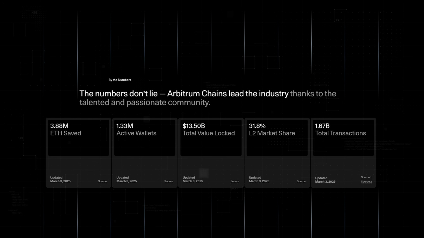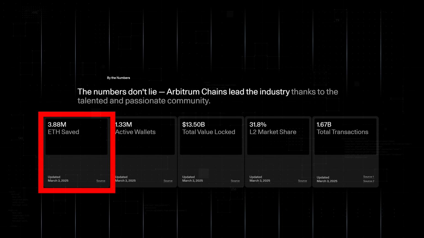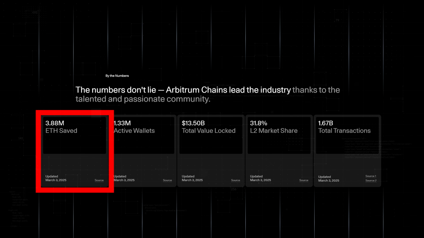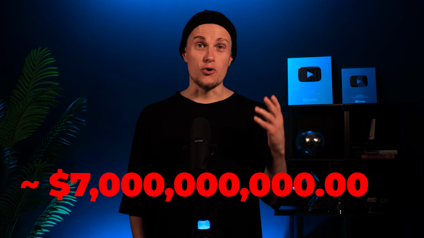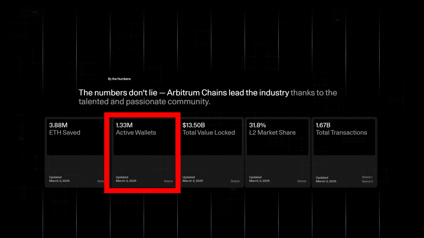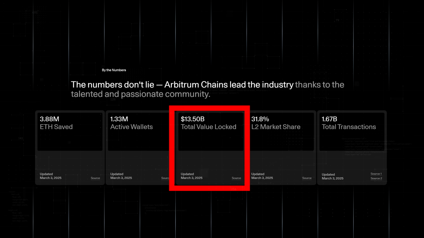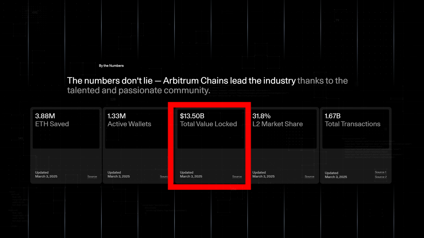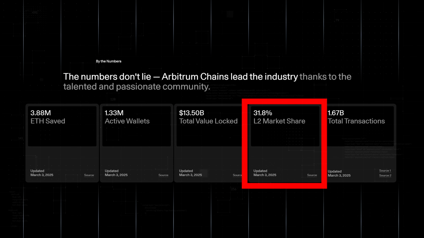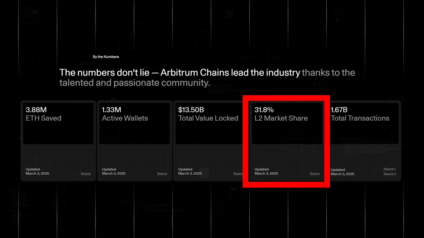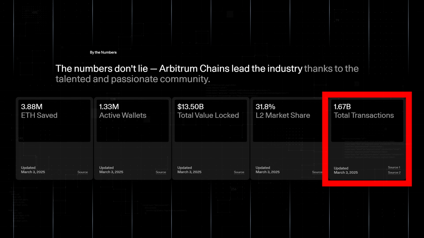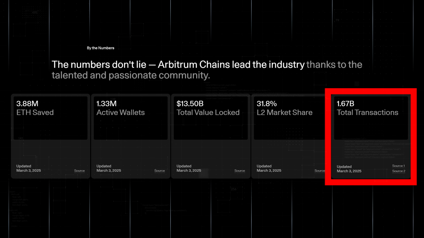Speaking of the numbers, Arbitrum has made a massive impact on the Ethereum world. It saved users 3.88 million ETH in gas fees. Yes, it's an enormous cost reduction. It also has over 1.3 million active wallets and a total value locked, TVL, of $13.5 billion. On top of that, it holds almost 32% of the Layer 2 market share and has processed a mind-blowing 1.67 billion transactions so far. Impressive by any measure.